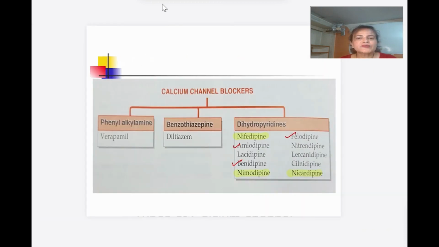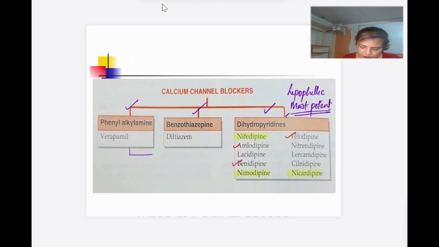Now coming to the next one, calcium channel blockers. There are three classes of calcium channel blocker. We have dihydropyridines, benzothiazepine and phenylalkylamine. Dihydropyridines are lipophilic, and they are the most potent among all the three. So you know potency, it is the amount of the drug which is required to produce a response.